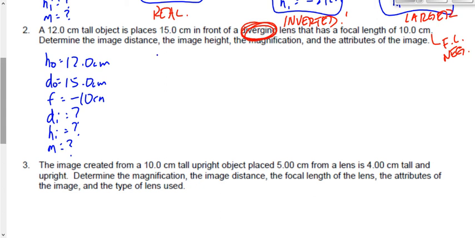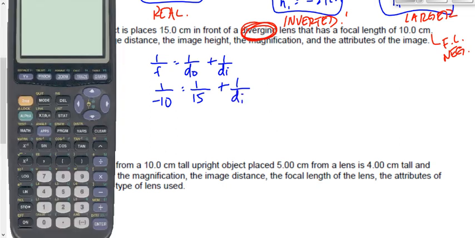The one I usually start with is the thin lens equation. 1 over F is equal to 1 over DO plus 1 over DI. 1 over -10 equals 1 over 15 plus 1 over DI. Let's solve for DI here. Now, the last question, it was 1 over 10 minus 1 over 15. This time it's 1 over -10 minus 1 over 15. We flip that over, and look what we get. -6 instead of 30, like we got in the last one. Two completely different numbers here.